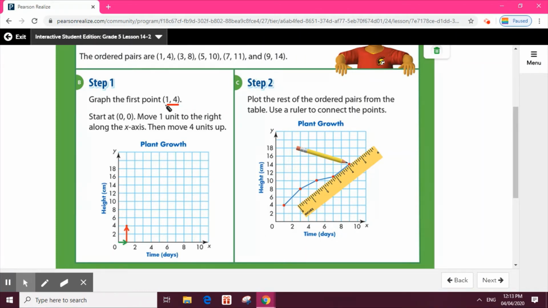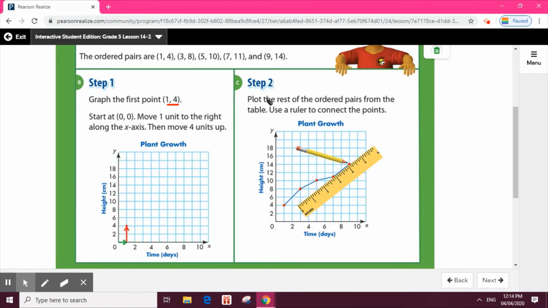From x coordinate, we need to move to the right. And we have y coordinate. We need to move up. Now, start at 0, 0. Since we have 1 from x coordinate, we need to move 1 unit to the right along the x-axis. So from 0, 1. Then move 4 units up. From 1, we need to move 4 units upward. 1, 2, 3, 4.